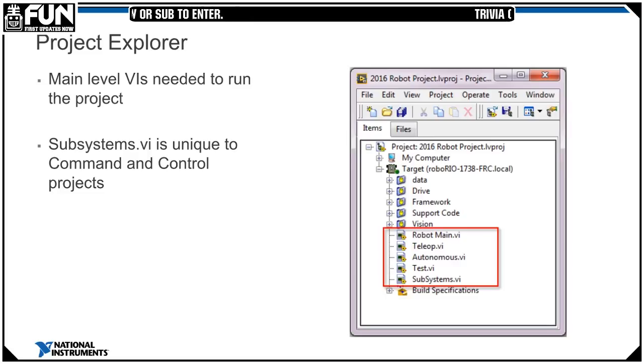And then subsystems VI is new for command and control because subsystems are pretty important for command and control. This is the VI that contains and starts all of your independent subsystems that build up to be your entire robot project. Dependencies are just the files used by the robot project that you need to include in your build, and then build specifications is where you go to right-click and deploy your code.